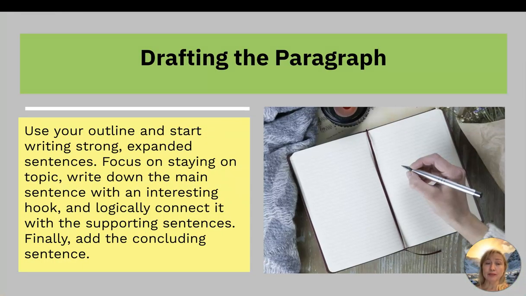Drafting the paragraph. Use your outline and start writing strong, expanded sentences. And we talked about that already, how to add adjectives to the nouns, how to add adverbs to the verbs. Use the 5-finger strategy: who, what, when, where, why, and how. And write down the sentences. And for the topic sentence, you can use a very interesting hook and logically connect it with the supporting sentences, and finally add the concluding sentence.